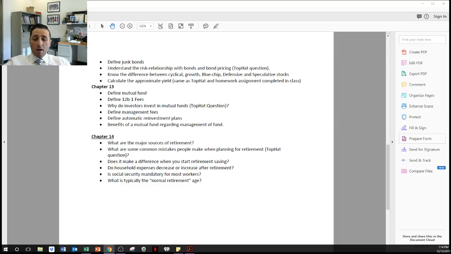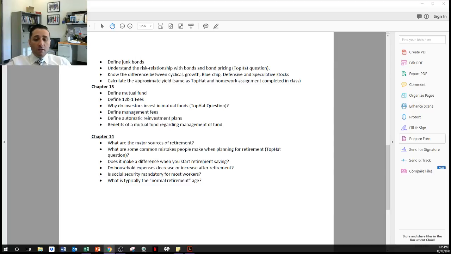What do both load and no load funds always charge, right? Now, remember, the 12B-1, those are majority yes. But I'll give you the answer to this one because I didn't really clearly define it in class. Management fees, right? Management fees are what no load and load funds always charge. So define your management fees out there.